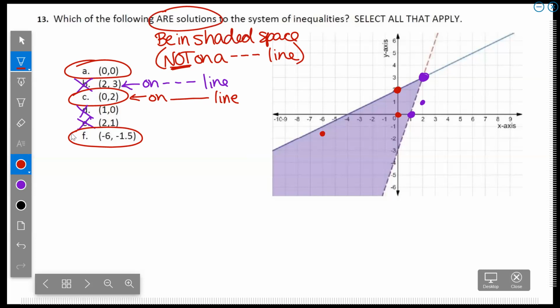Like actual lines, like the lines off the dash line, those actually mean solutions. If it's touching the shaded space and on the line, yes. Now, if it was over here, then no. But if it's touching the space that's shaded and it's on a solid line, yes, that counts.